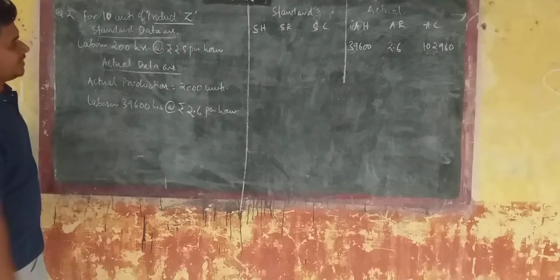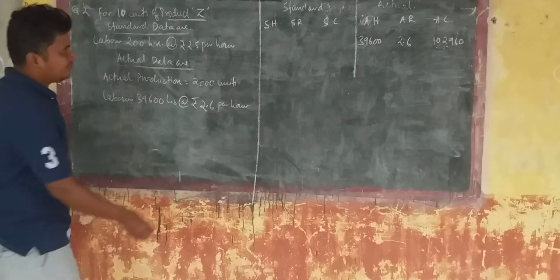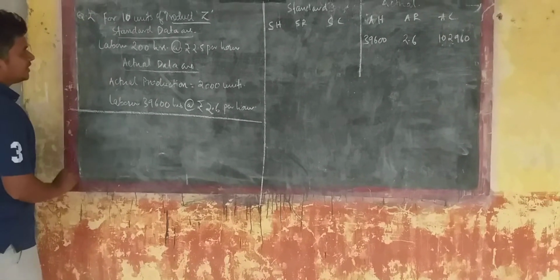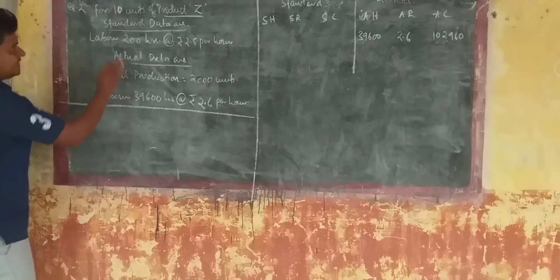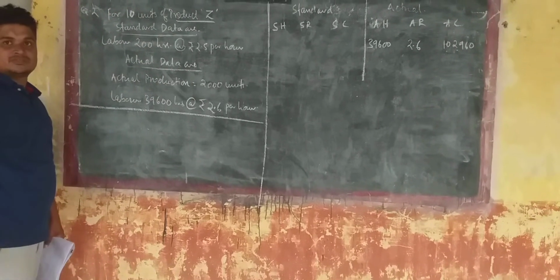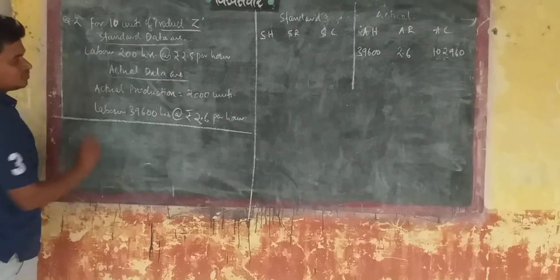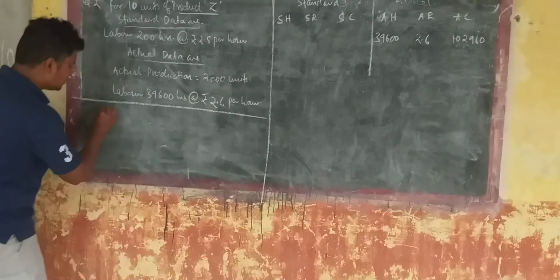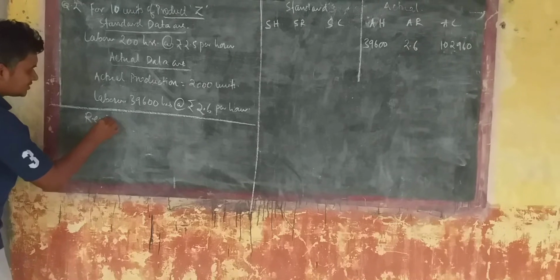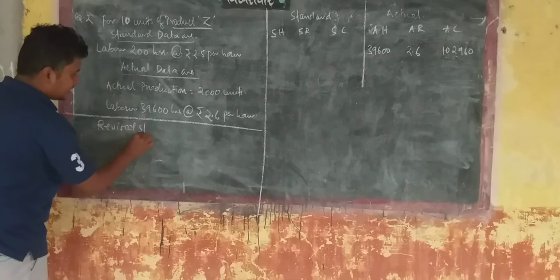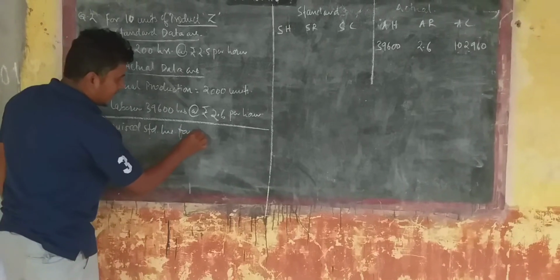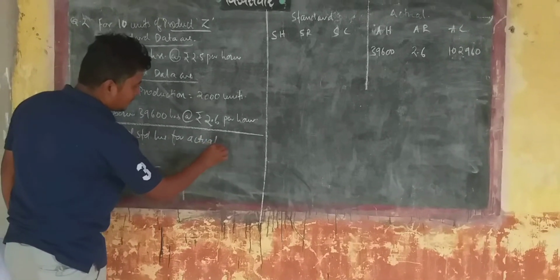Standard they have given for 10 units. So in this case we need a revised standard, because 10 can't be compared with 2000. You can't compare 10 units with the 2000. So we need revised standard for 2000. We need revised standard hours for actual production.